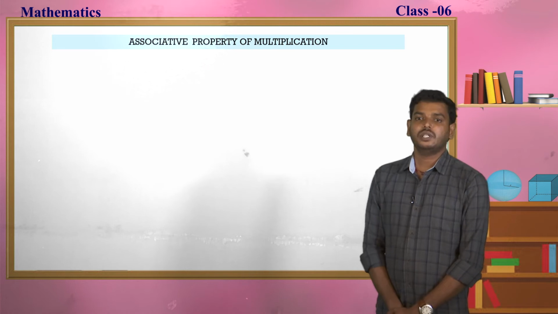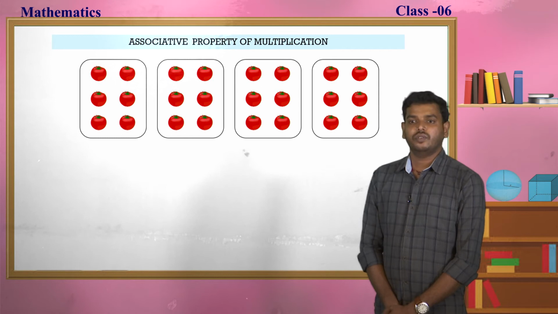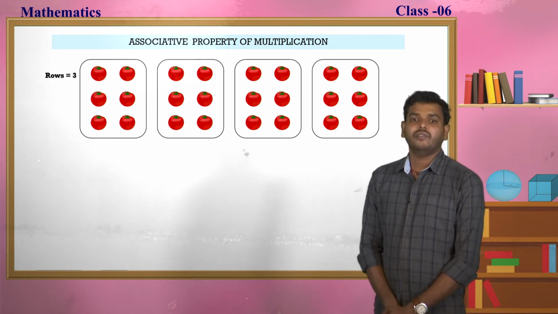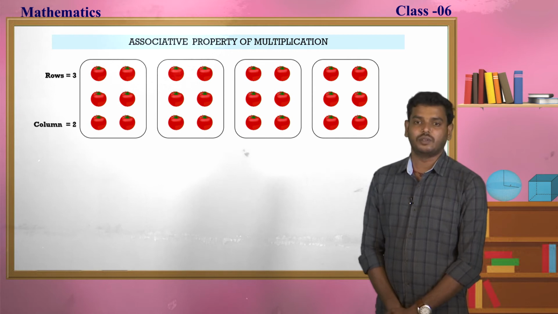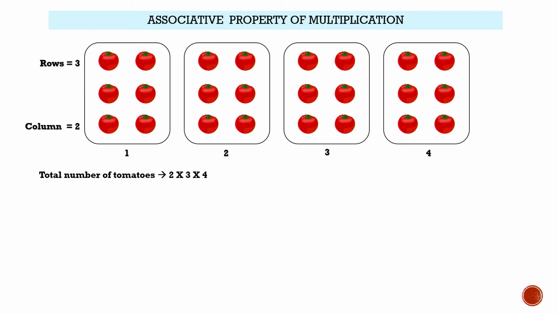We will learn the associative property of multiplication. See children, here we have a set of tomatoes. In each set we have 3 rows and 2 columns, correct? Like that we have 4 sets. The total number of tomatoes we can take in this manner, that is 2 columns into 3 rows into 4 sets, which can also be represented as 2 into 3 into 4. The first two numbers we will group, which gives you 6 into 4, that is nothing but 24.